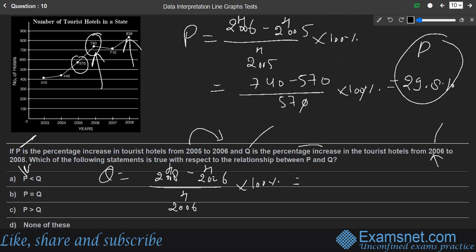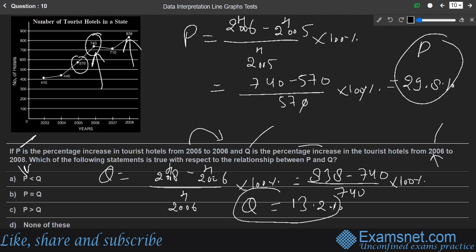So hotels in 2008 were 838, minus hotels in 2006 which were 740, divided by 740, into 100%. This is what it is. If we solve this further, this comes out to be approximately 13.2%. So that is the Q value, 13.2%. P value is 29.8%. Now we can study the relationships.